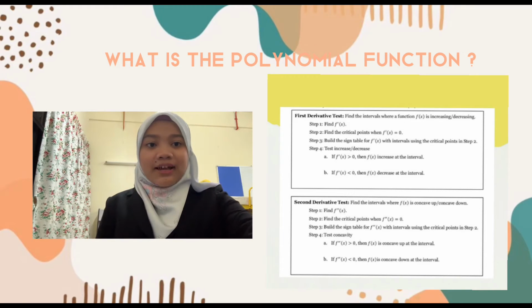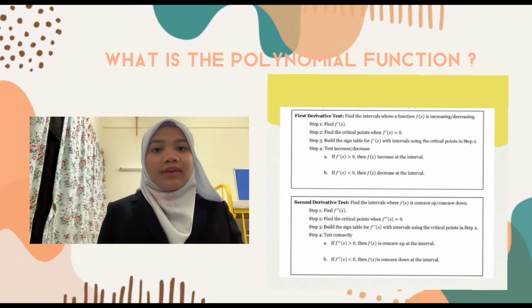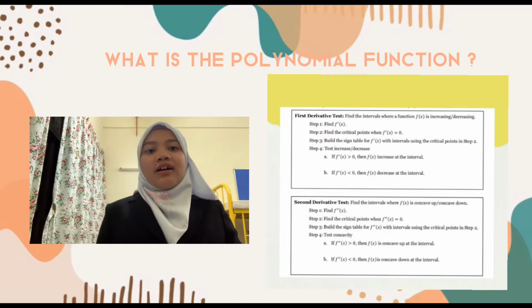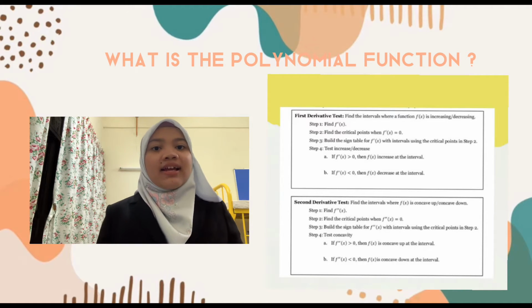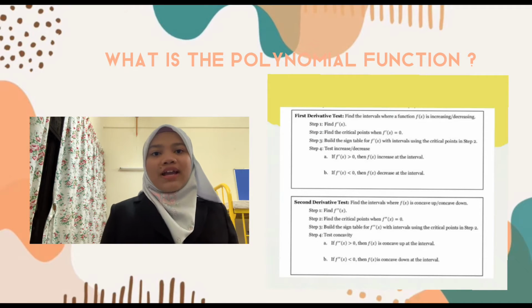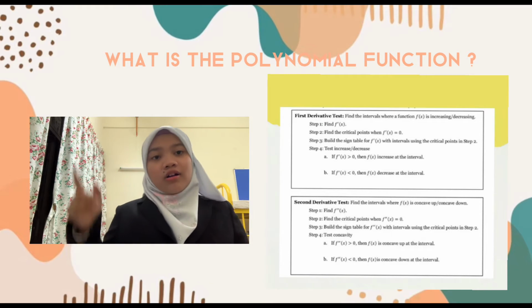For the first step, we can use the first derivative. It means to find the intervals where a function is increasing or decreasing. For the second step, we can use the second derivative. It means to find the interval where function f(x) is concave up or concave down.